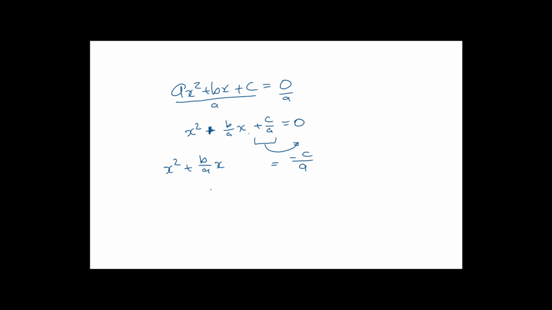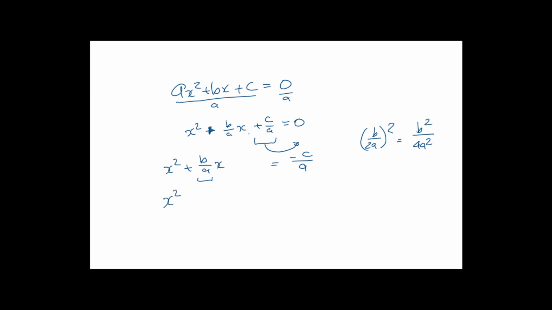So far so good. Right, then what we want to do is divide that by 2 and square it. So let's do it off to one side. b over 2a squared, because we divide by 2, and when we open this out we get b squared over 4a squared. Right, so then we're going to add that to both sides.